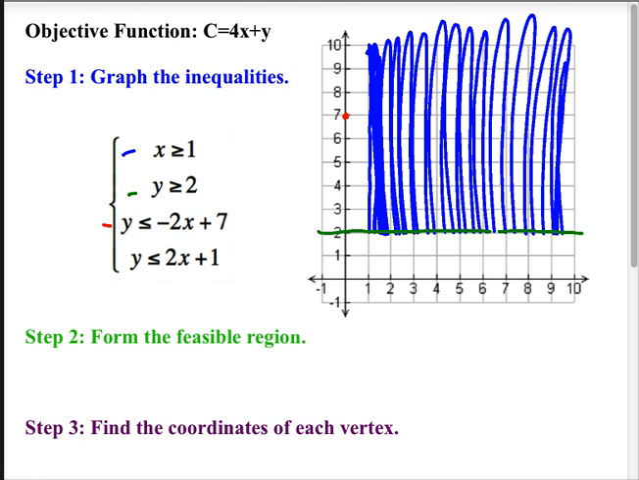Start up at 7, and then down 2 over 1, down 2 over 1. Oh, I'm sorry. That point should be right there. Down 2 over 1. And this one right here, starting up at 1, then going up by 2's.